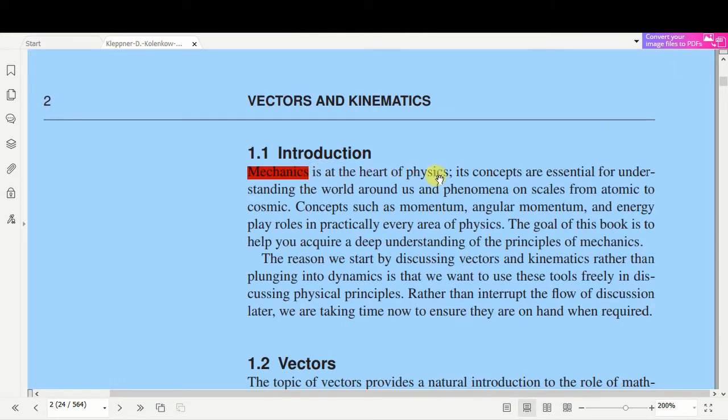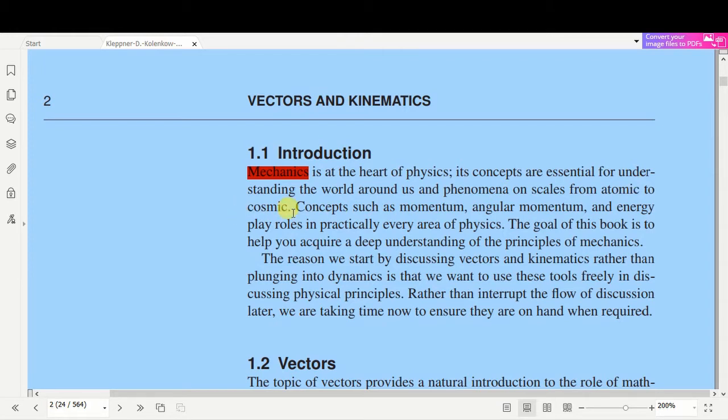Mechanics is at the heart of physics. Its concepts are essential for understanding the world around us and phenomena on scales from atomic to cosmic. Wow, do you understand it? Mechanics is the heart of physics, as I have already told you. Its concepts are essential for understanding the world around us and phenomena on scales from atomic to cosmic.